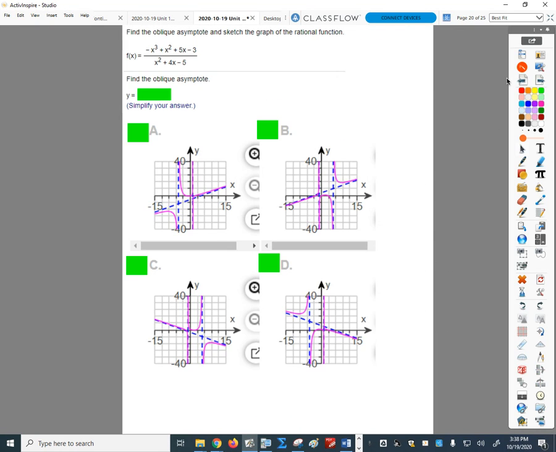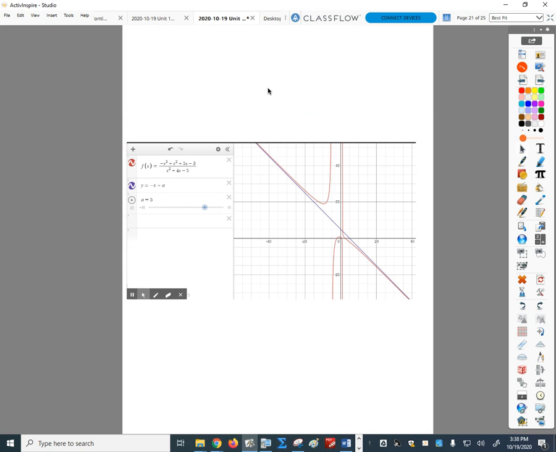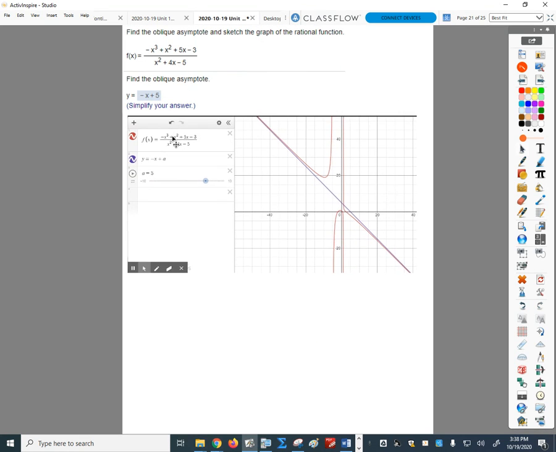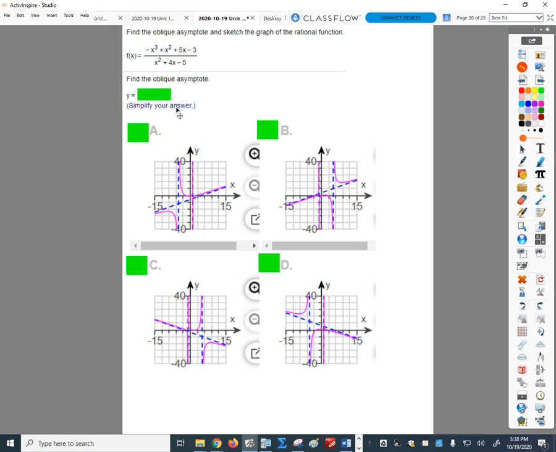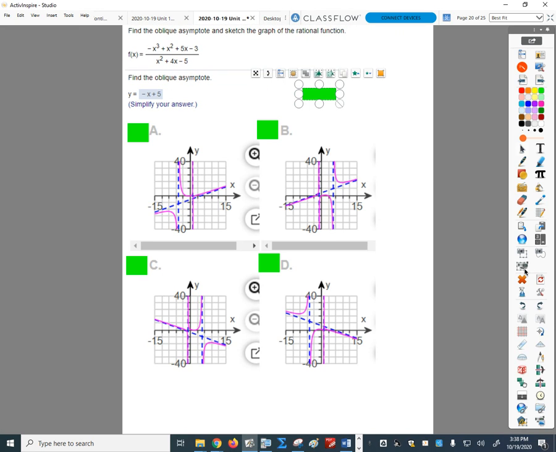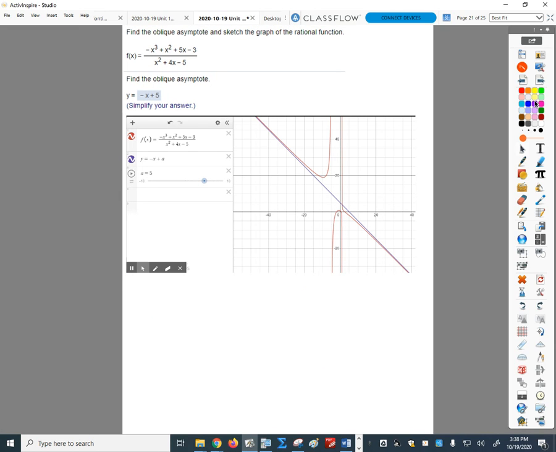Okay, so that's what we got. And we can see, sure enough, we get negative x plus 5 is the correct answer. And then you just have to pick the right one down here, right? The one that fits the asymptotes. Now on this one, we don't have to do any fancy one-sided limits because we've got the graph. It's right there, right? So we can just look at the one that has the right behavior.